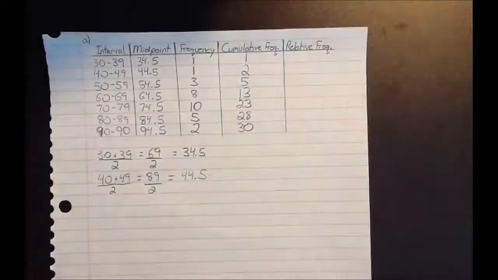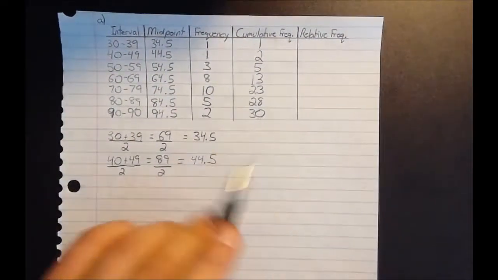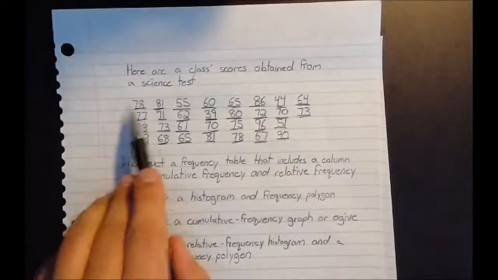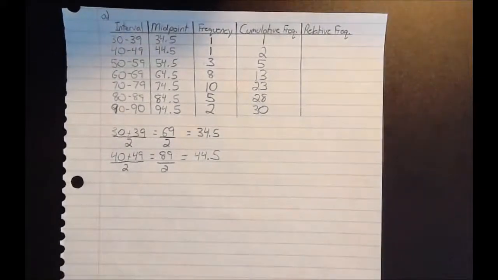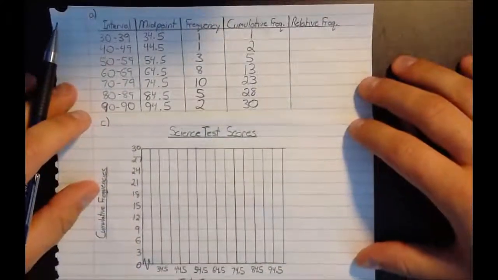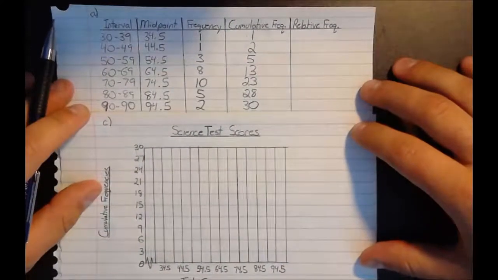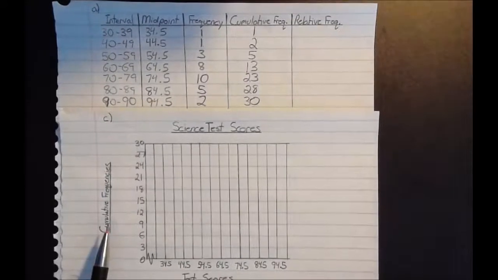Now, great way to quickly check your answer. The final number of your cumulative frequency should be equal to the number of data points you have. In this case here, I have 30 data points, and my cumulative frequency adds up to 30. So that's how I know I'm correct. Okay, so let's move on here and let's graph the cumulative frequency histogram and frequency polygon. Okay, so again, I've already kind of pre-made our graph here. On the bottom, I have test scores.